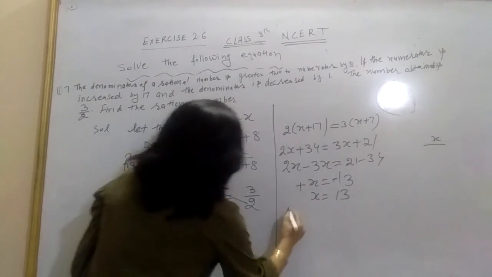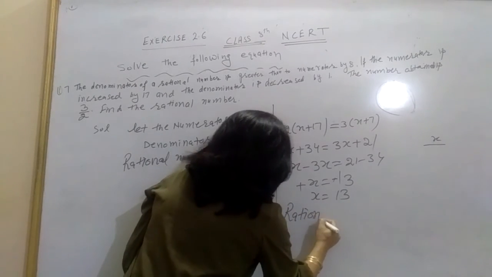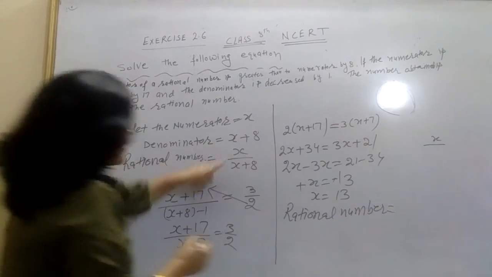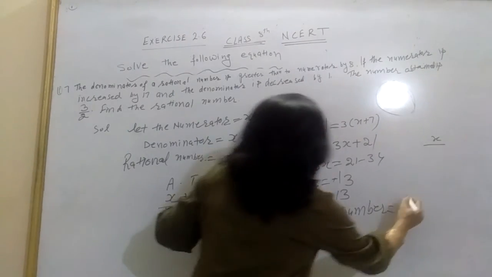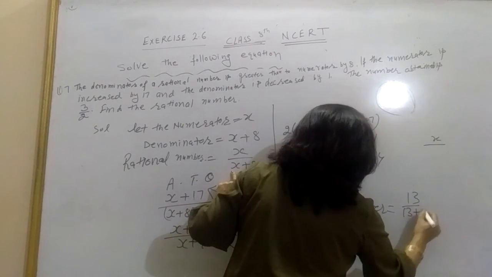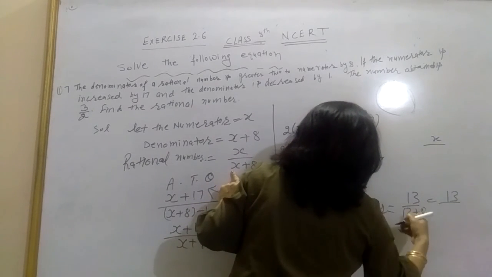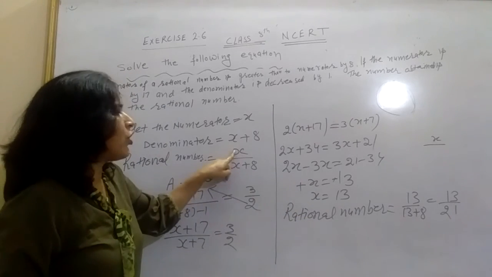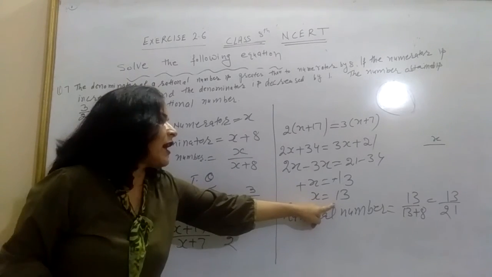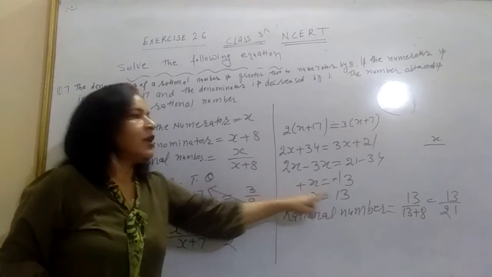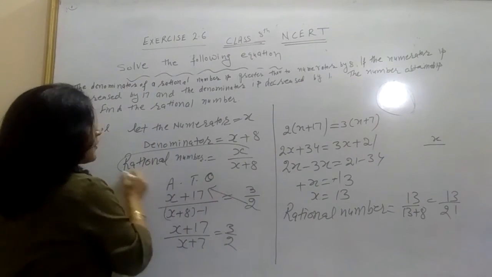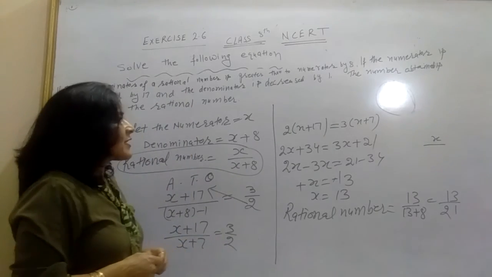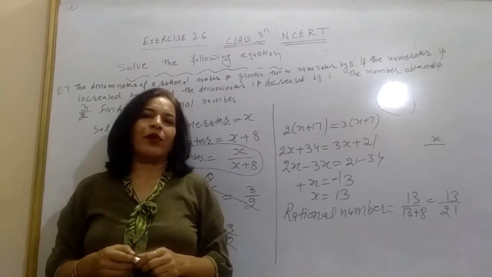So the new rational number, what will be the rational number? X upon x plus 8 means 13 upon 13 plus 8, 13 upon 21. We did nothing, only replaced the value of x with 13 because here I got x is equal to 13. So here in this rational number I replaced the value of x. So the exercise is over. Practice more and more. Clear?